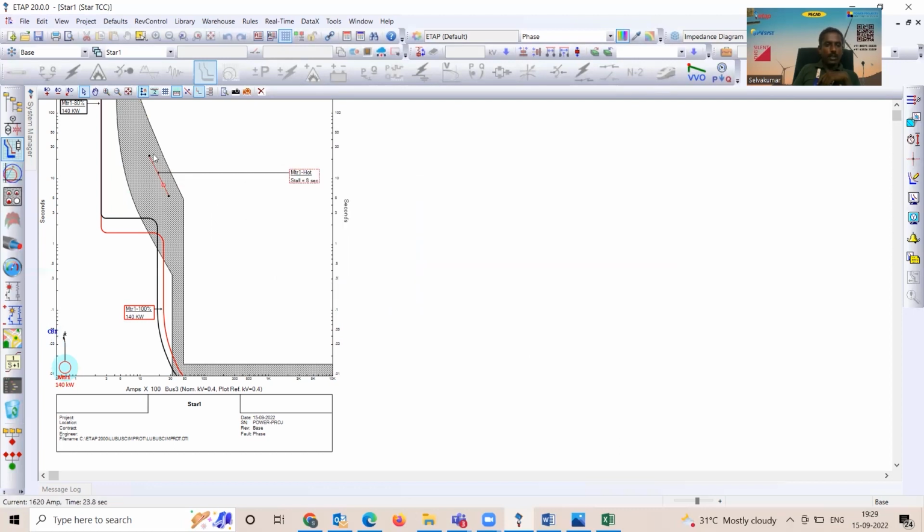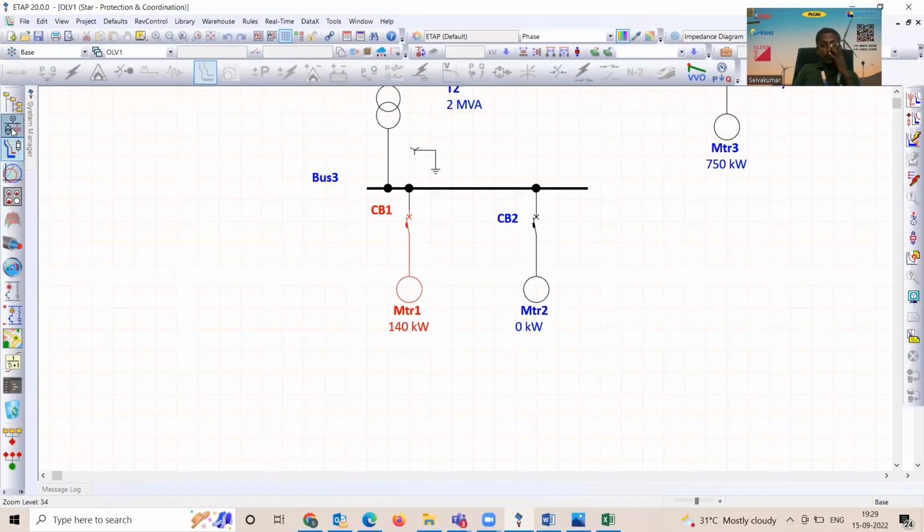There might be a chance that the motor may not be completely protected. If it operates somewhere here, then the motor might get damaged also. So it neither prevents maloperation of the relay during starting, nor protects the motor effectively, right? That's the drawback of thermal magnetic release. And let's pick up the same thing.